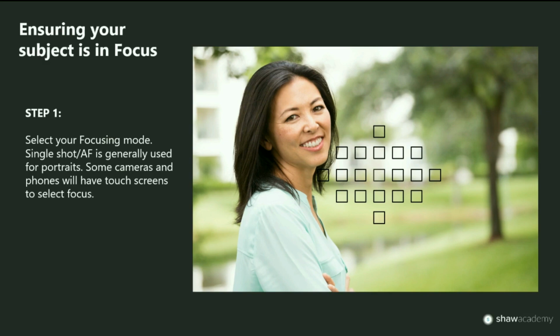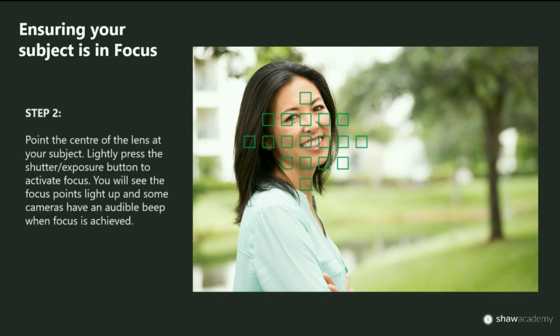Some cameras and some phones will also have touch screens to select focus. These are really easy to use because you can actually just touch where in the photograph you want the focus to be from. But if not, what you want to do is point your camera at your subject. So point the center of the lens at your subject. We lightly press the shutter or exposure button to activate the focus.